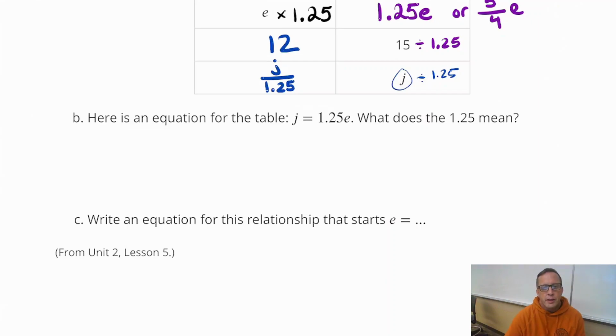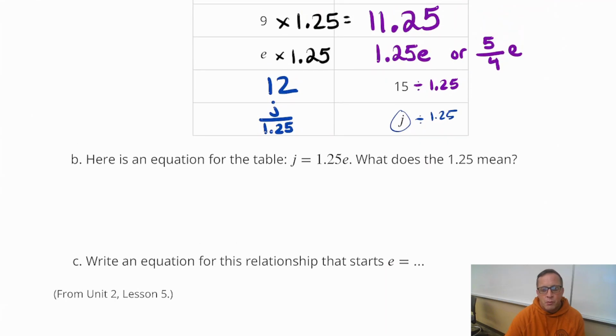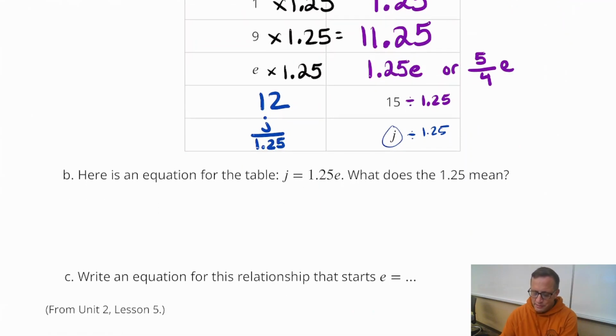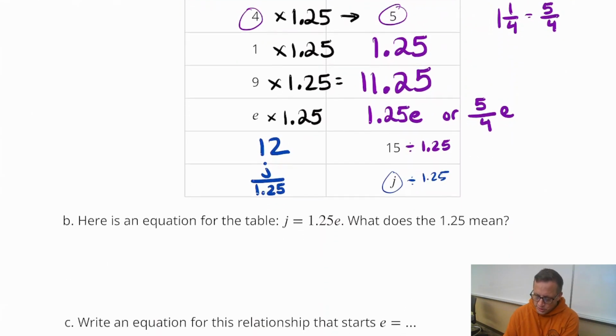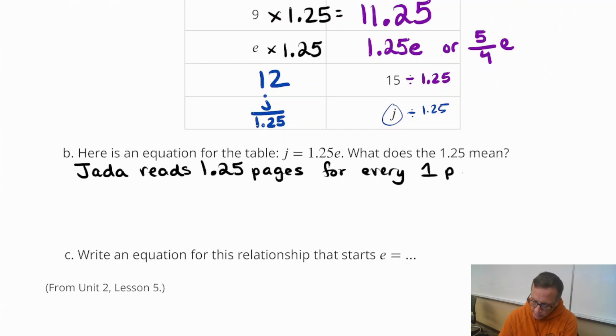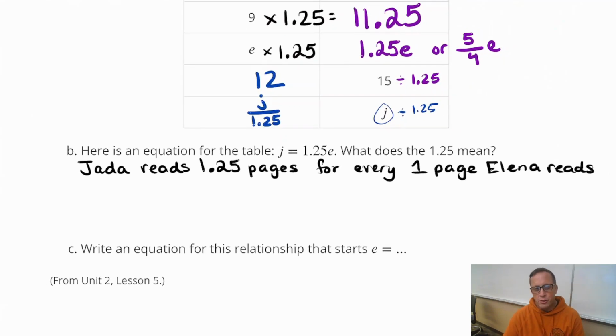All right, here's an equation for the table. J equals 1.25e. What does 1.25 mean? That means that we're looking at the number of pages that Jada reads per page that Elena reads. Let me write that down. Slow down my thinking here. But that means that Jada reads 1.25 pages for every 1 page Elena reads. That's what that means. Okay? So she reads 1/4 of a page more every time Elena reads 1 page.